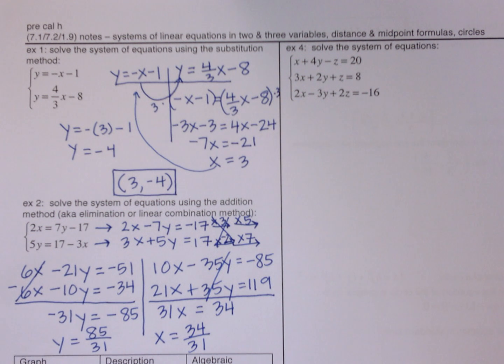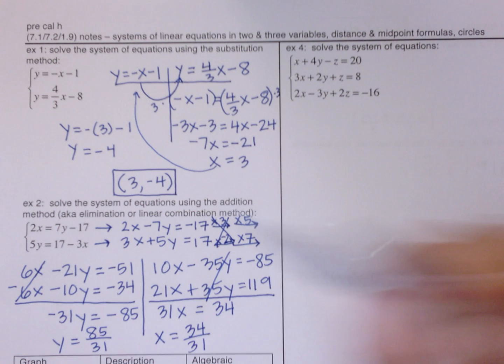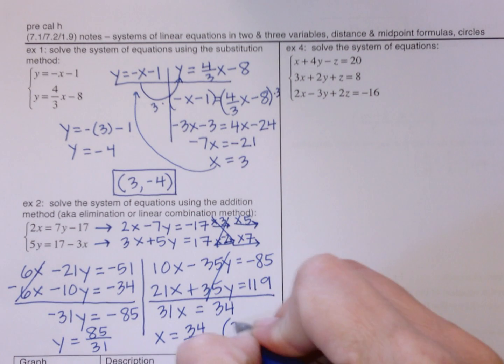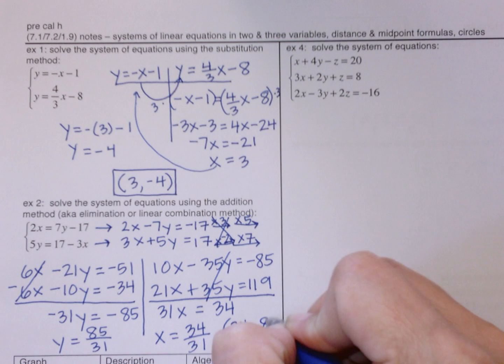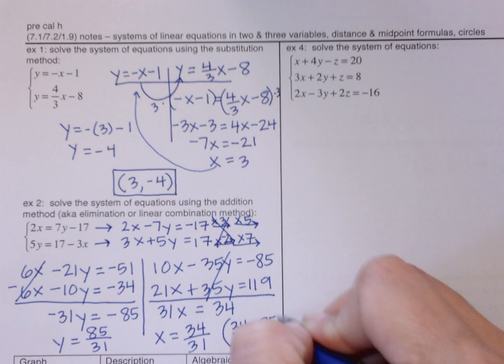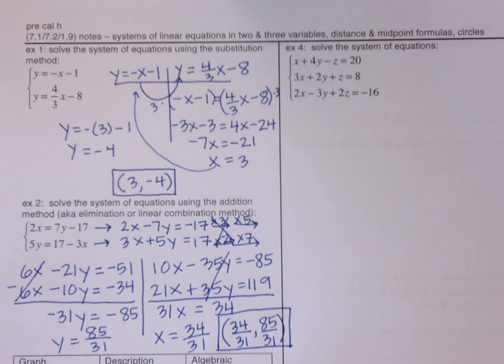And these could be intersecting at fraction coordinates. It's just easier to do it when it's fractions like this rather than plugging back in, but you could do that either way. So this would be 34 over 31, comma 85 over 31. So there's the solution to that one.